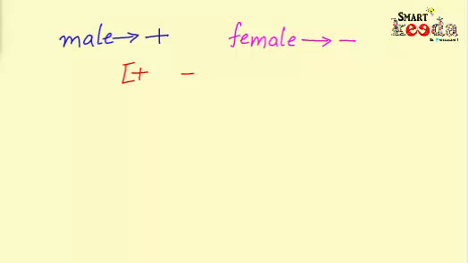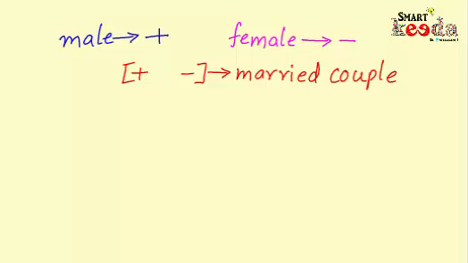We will always denote a male by plus sign and a female with minus sign. If they are a married couple, we will denote them with a square bracket. Now for their offspring, son or daughter, we will draw an arrow going down like this.